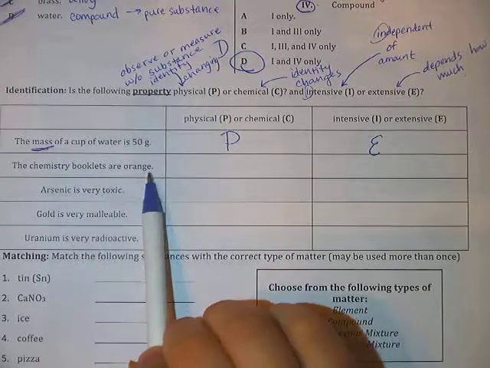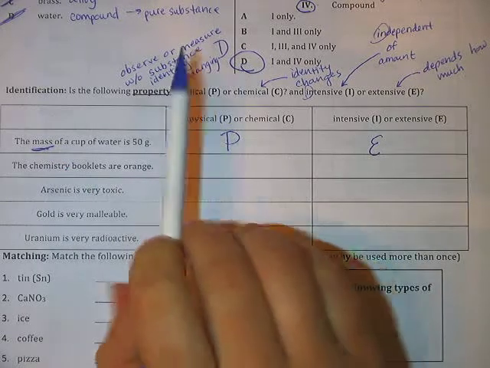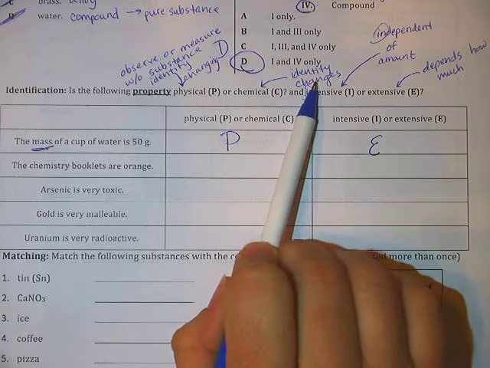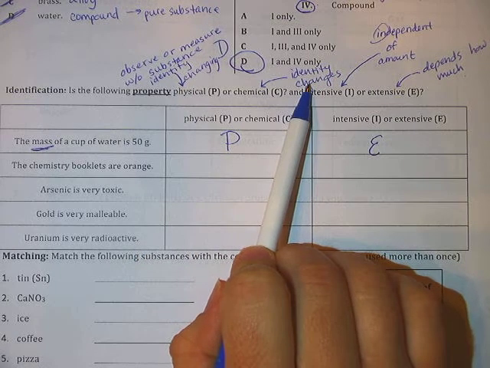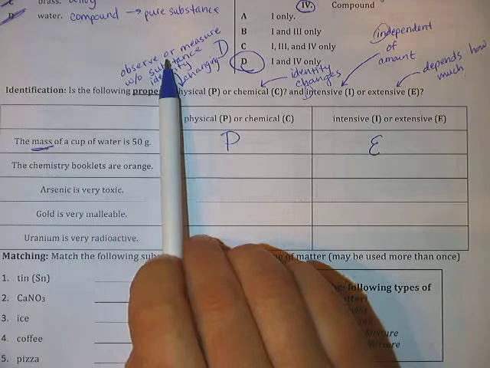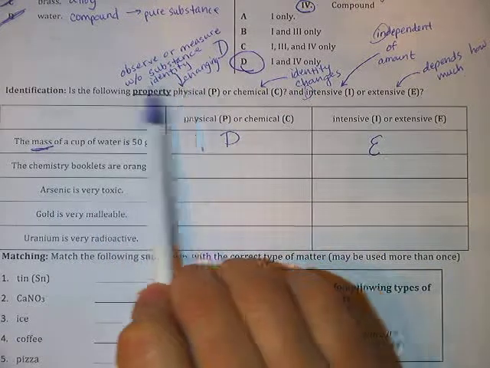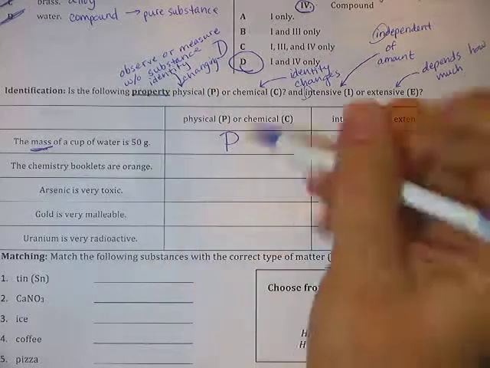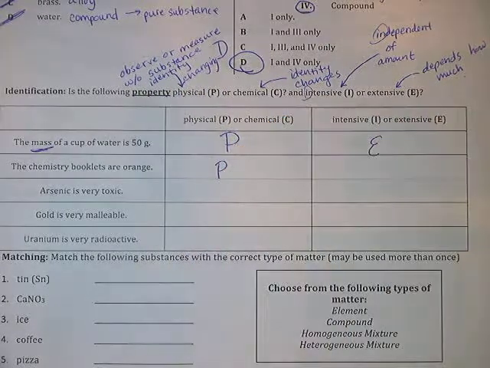The chemistry booklets are orange. First of all, can I observe that they're orange without changing what they are? Or does the fact that I looked at it and said, hey, it's orange, change what it's made out of? It continues to be a book. Just because I've noticed it's orange doesn't make it stop being a book. So that means this is a physical property.